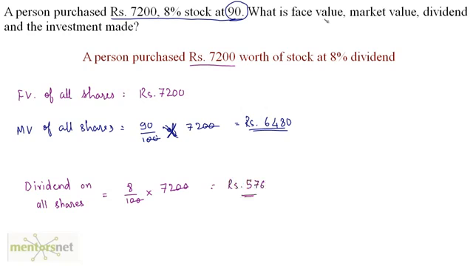Okay, now let's answer each one of these terms asked in the question. So what is the face value? This is the face value, 7200. What is the market value? Market value is 6480. The dividend we've just calculated, that's 576. And what is the investment made? That means what is the amount this person paid to buy this stock? And stock is always bought at the market price, right? The shares are always bought in the share market. So the amount invested is the market value of all the shares, and that's 6480.